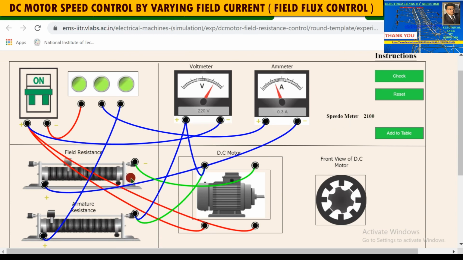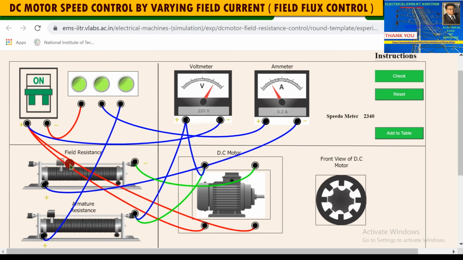So what is happening? If you slide this field rheostat left side, it means the field resistance is increasing, therefore current is decreasing. You can clearly see it becomes 0.3 ampere. Current is decreasing and field flux is decreasing, therefore speed increases. Also slide this to the left side. Now current becomes 0.2 ampere, it decreases and speed increases.